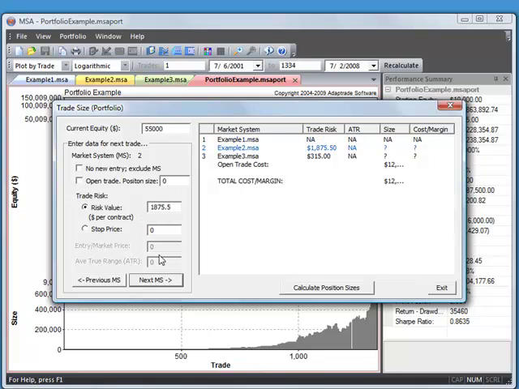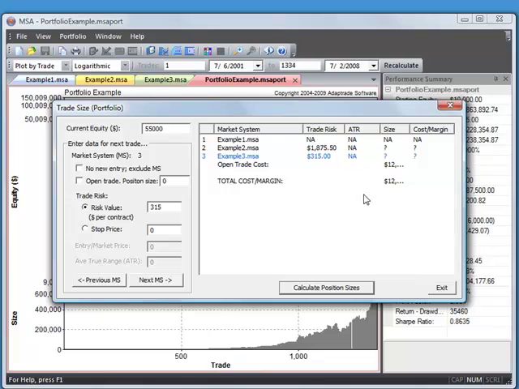Then you scroll through the other market systems in the portfolio using these next and previous buttons, and make sure that you've entered any other values that are necessary. For example, if you have a fixed fractional method, you'd have to enter the risk. This is a futures trade, so that would be the risk per contract. And likewise for market system 3, it's a futures trade and we have fixed fractional position sizing. You would have to enter the risk for that upcoming trade.